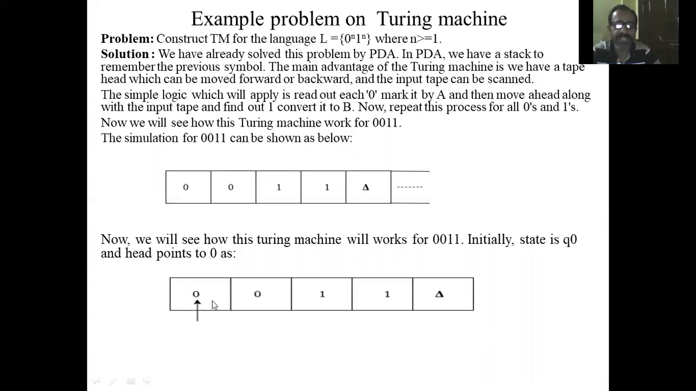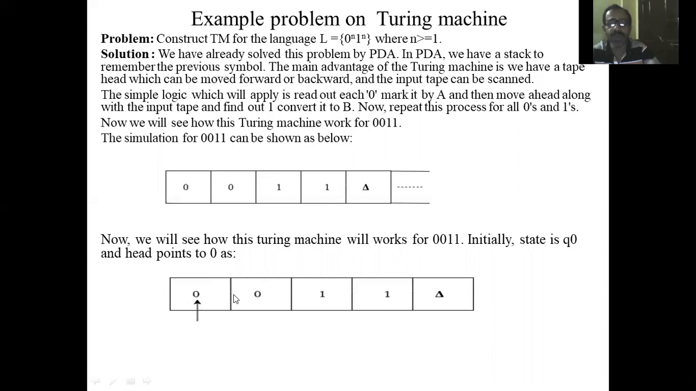because once after replacing the first unreplaced 0 with A, skip all zeros until reaching the first unreplaced 1. Replace the first unreplaced 1 and go back to the first unreplaced 0 from the left.